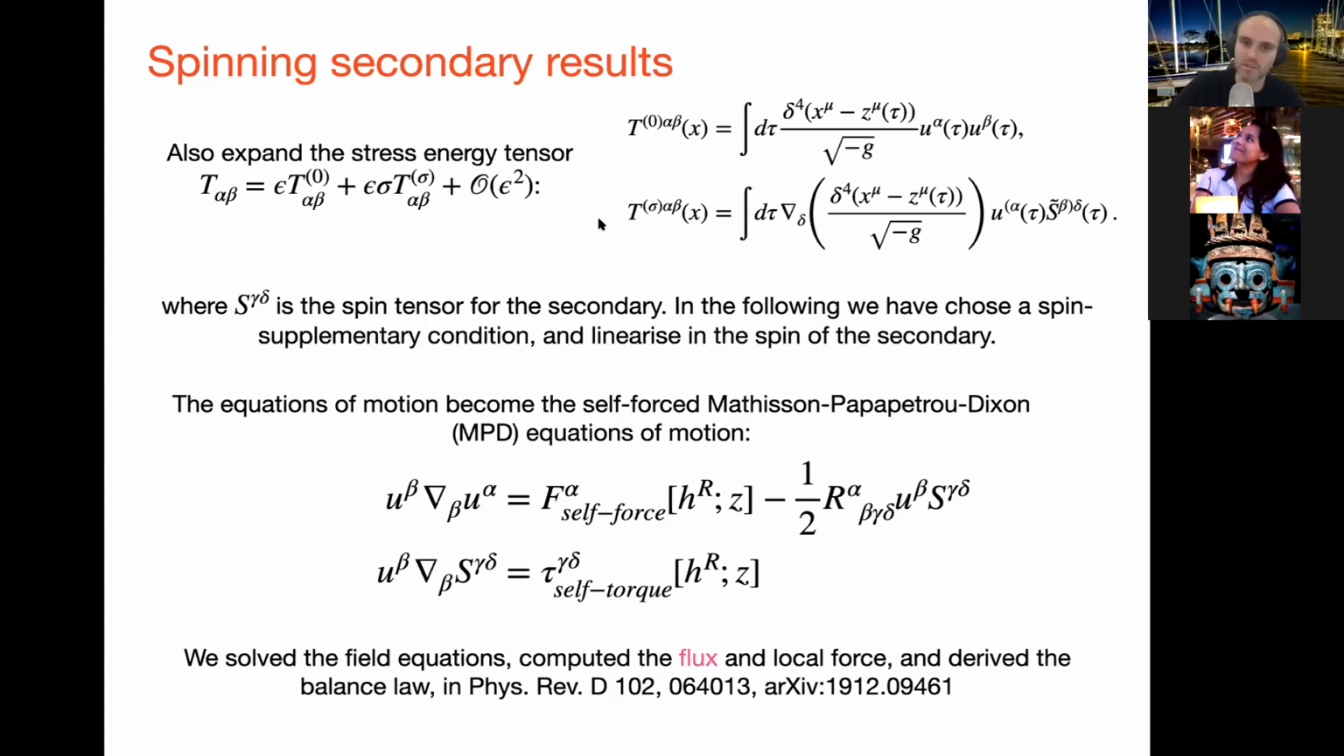We don't need higher order terms in sigma. Once you do, then your self-force equations of motion get modified. You have the usual self-force plus some term that couples to the background spacetime through the spin tensor. So these are the usual Mathisson, Papapetrou, and Dixon equations of motion. And you also get a term which we call the self-torque, which can spin up or spin down or change the angle of precession of the secondary.